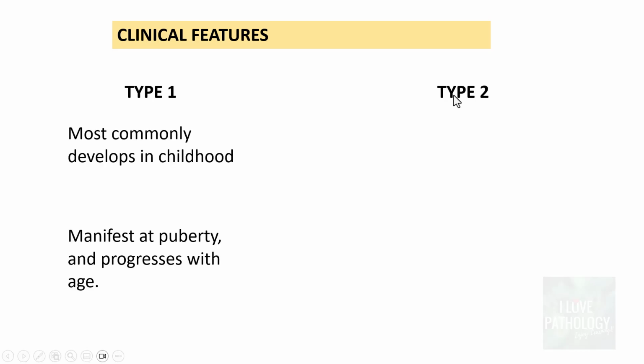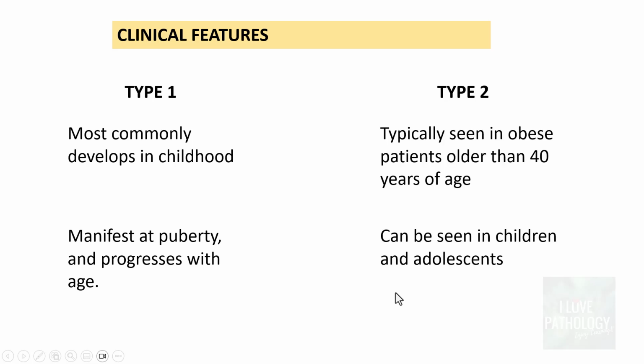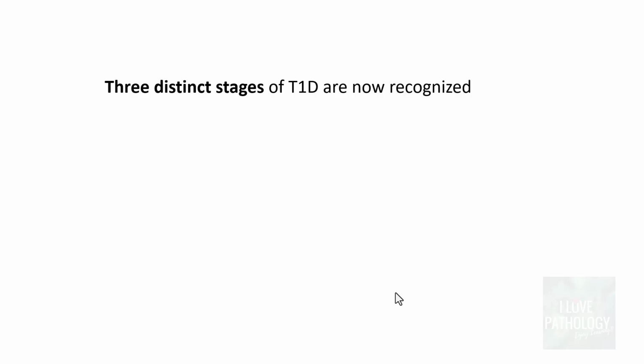The major differences between type 1 and type 2 diabetes in terms of clinical features is, type 1 diabetes most commonly develops in childhood. It manifests at puberty and progresses with age, whereas type 2 is typically seen in obese patients who are often older than 40 years of age. Of course, it can be seen in children and adolescents.